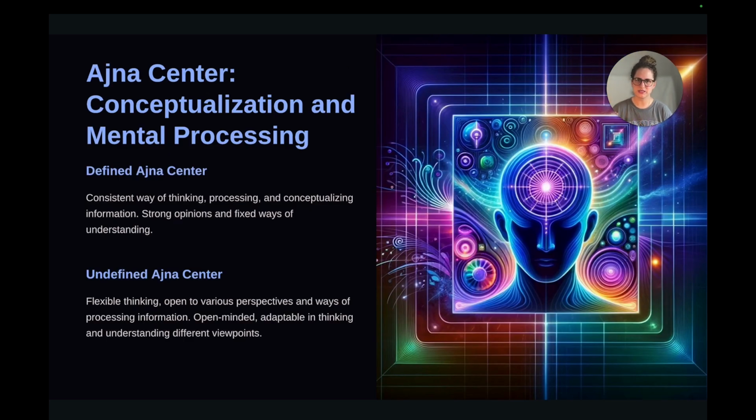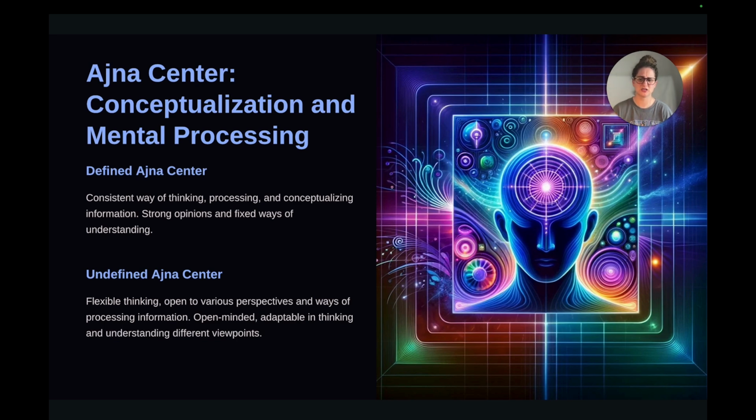Okay, so the ajna center. That's conceptualization and mental processing. This is where everything is coming together and you're creating your personal philosophy around it. So a defined ajna center is a consistent way of thinking, processing, and conceptualizing or understanding information. They have strong opinions and are fixed in their ways of understanding. They really have one learning or one comprehension style, and that's about it. That's going to be the best fit for them.